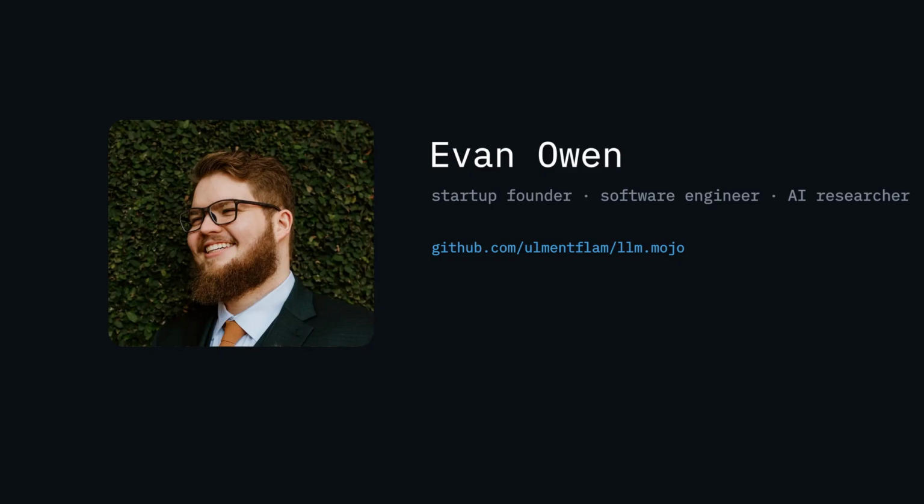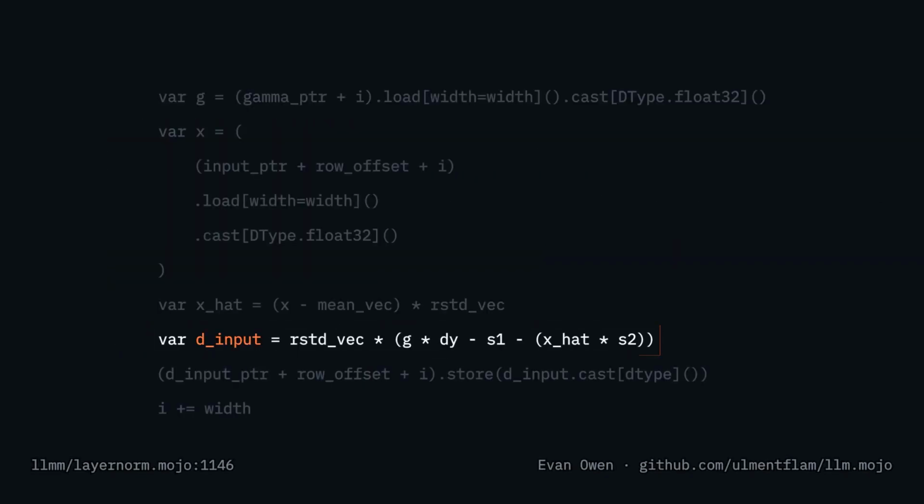This is the story of one kernel from my GPT-2 port to Mojo, and how the math wrote its memory schedule. This one line computes the gradient of LayerNorm's input. It is the last line of the backwards pass in my project llm.mojo, GPT-2 training in pure Mojo. Every kernel I hand wrote for the CPU and GPU. 1 over sigma times g times dy minus s sub 1 minus x hat times s sub 2.